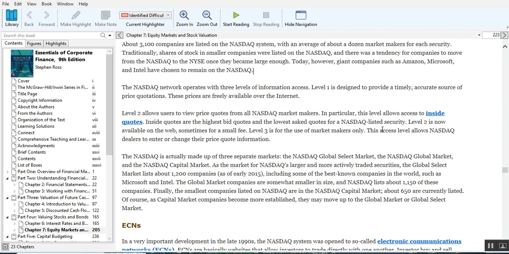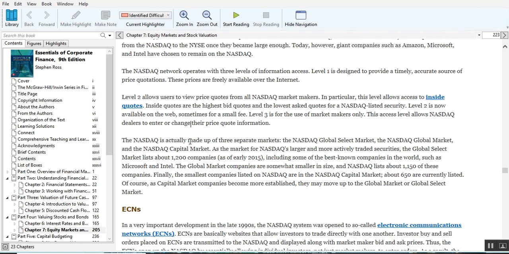And then level 3 is for the use of market makers only. This is not for the general public. This is for NASDAQ dealers to basically enter or change their price information or quote information.